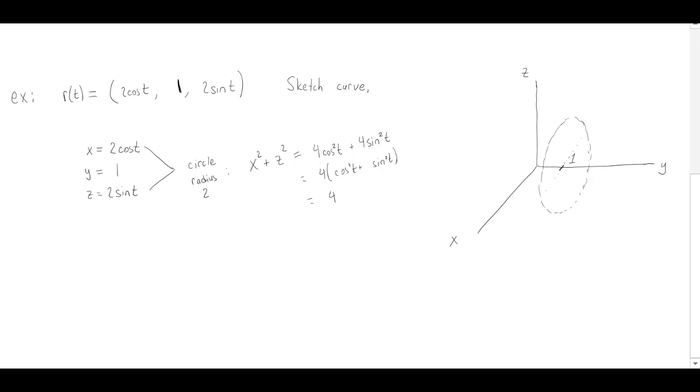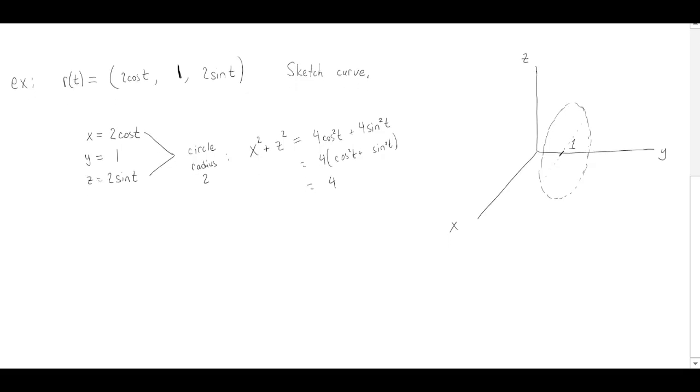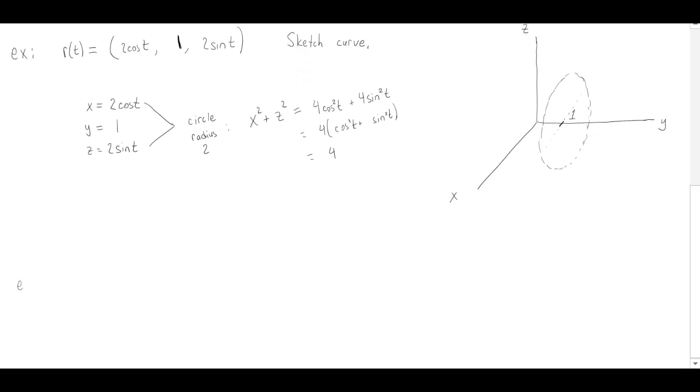Okay, so I'm going to make a modification to this example. Maybe 2 modifications. So let me change the 2. I'm going to do 2 cosine t. For z, I'll change the 2 to a 3, so 3 sine t. The other thing I would like to modify is instead of letting y equal 1, I'm going to have y equal t. Okay? So let's see how those modifications are going to affect the picture.